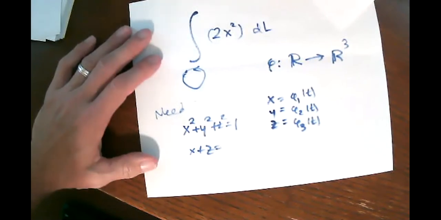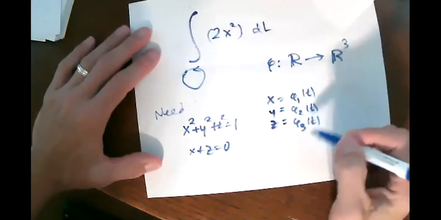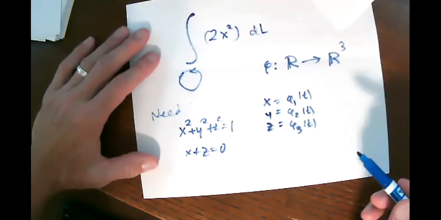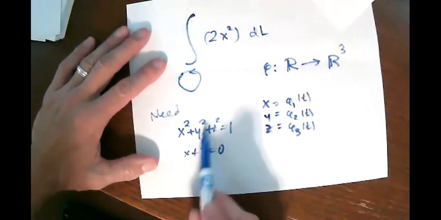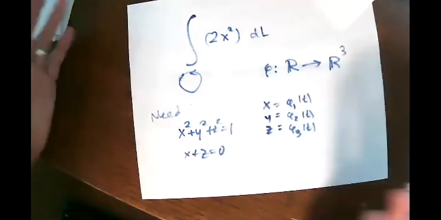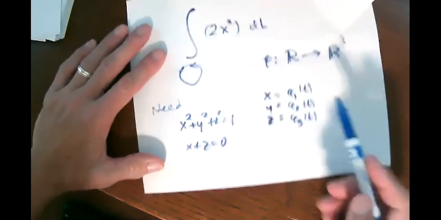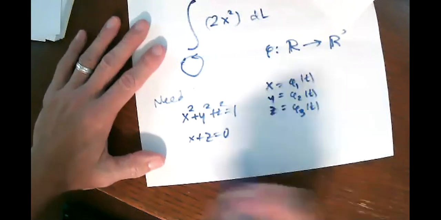x plus z equals 0. So I have to choose functions of t that satisfy both of these equations at once. If you just take x to be cosine of t and y to be sine of t, then x squared plus y squared is already equal to 1, so you have to have z equals 0, and that's not going to work here. In fact, what you could say is, oh, look, my x and z coordinates have to be negatives of each other.